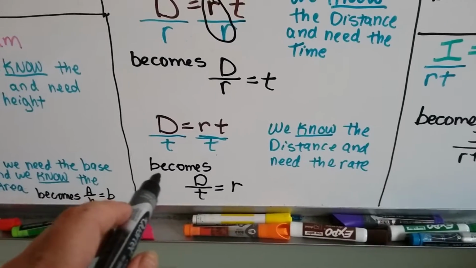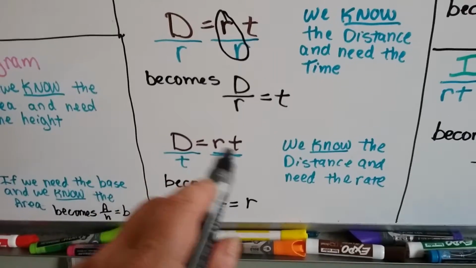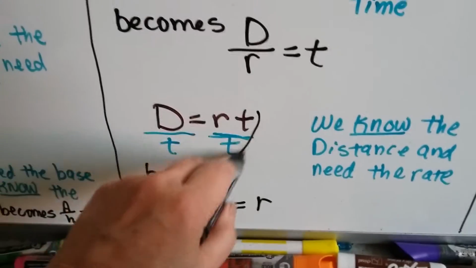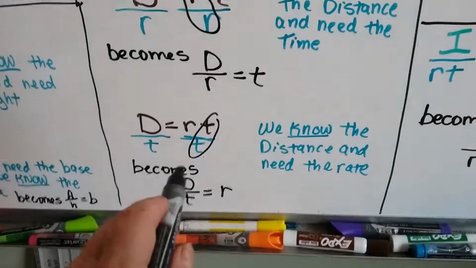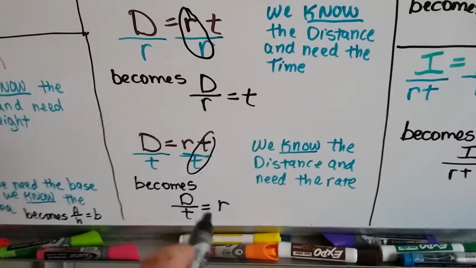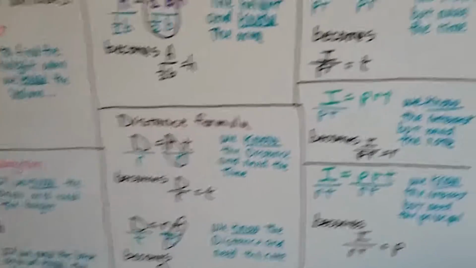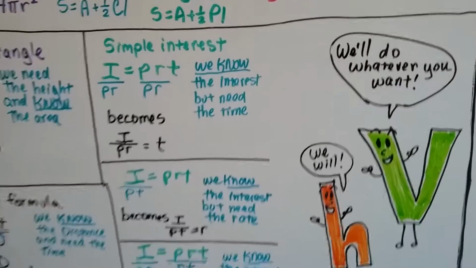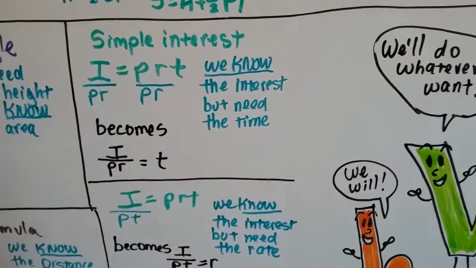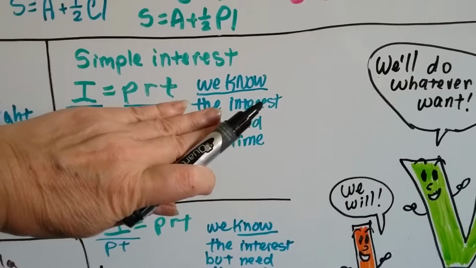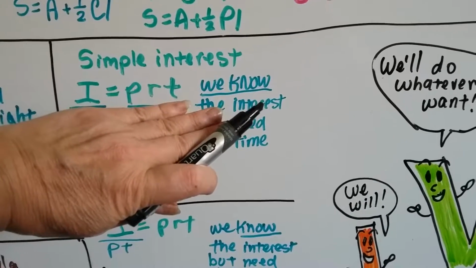How about we know the distance and we need the rate? Well, we divide both sides by the t. See? And then we can get rid of the t. And we can have the distance divided by the time is going to give us the rate. We are just bossing these formulas around, aren't we? How about simple interest? We did one of those a couple of videos ago. The formula for simple interest is the interest is equal to the principal times the rate times the time.